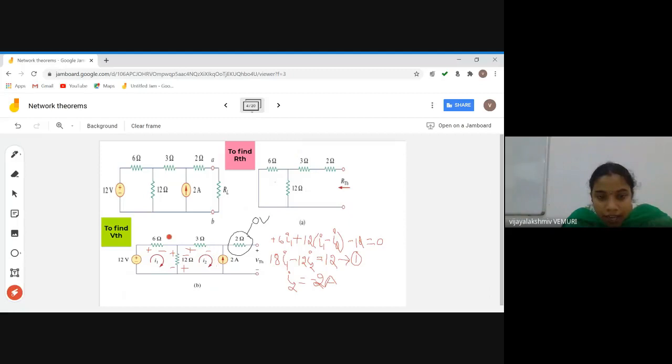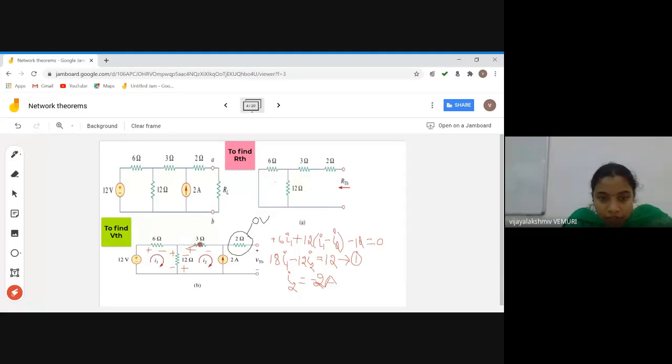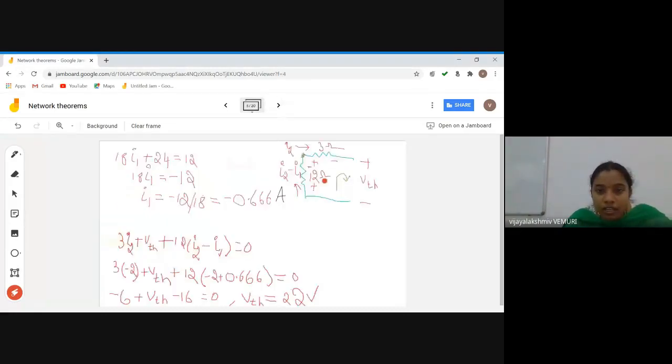That means the current which is coming to 3 ohms is in this direction, and the current which is coming to 12 ohms, which is I2 minus I1, is in the up direction. Current which is flowing through 3 ohms in this direction, this is positive and this is negative. Current flowing through 12 ohms in this direction, this is positive and this is negative, which is I2 minus I1. That is what I have just written.